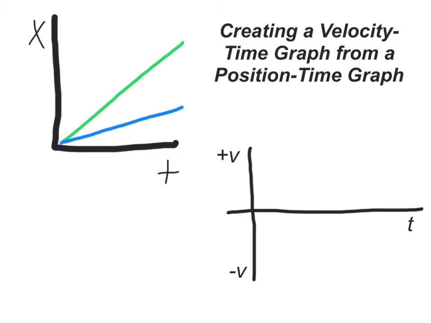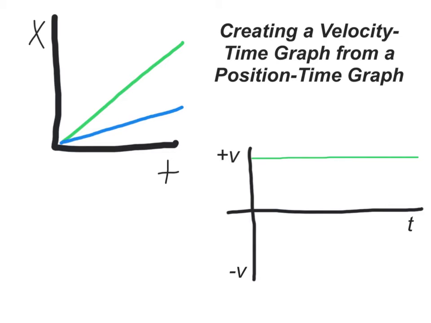If we're going to draw the green car here, we know that the green car, as we said before, is moving away from the starting position, and it has a positive slope, so it has a positive velocity. We could go ahead and draw that on the velocity time graph. It might look something like that. So it has a positive and constant velocity. That's how we show that on the graph.